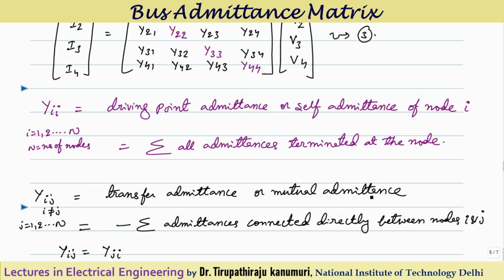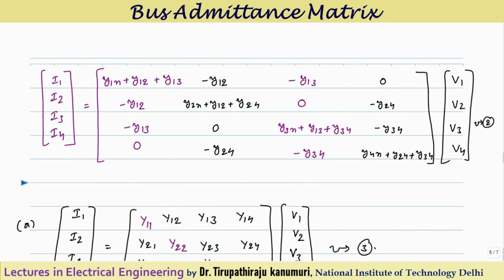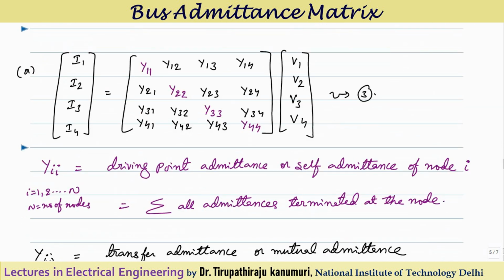What is the meaning of this admittance? It is the admittance connected between two nodes. So if you are taking the nodes i and j, whichever admittances are connected between i and j, you take the algebraic sum of all the admittances and keep the negative sign before that. Just for example, here capital Y12 is equal to minus y12. You can see minus is coming. Whatever is the admittance, I am taking the negative sign.